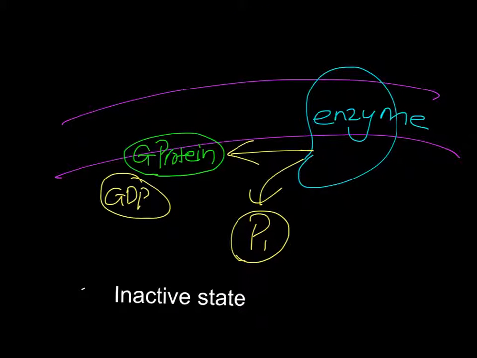After the G protein activates the enzyme, we also know that the G protein can hydrolyze GTP into GDP. So now the G protein is binding with the GDP, and now it is in an inactive state. Now the G protein will leave the enzyme and then return to its original place.